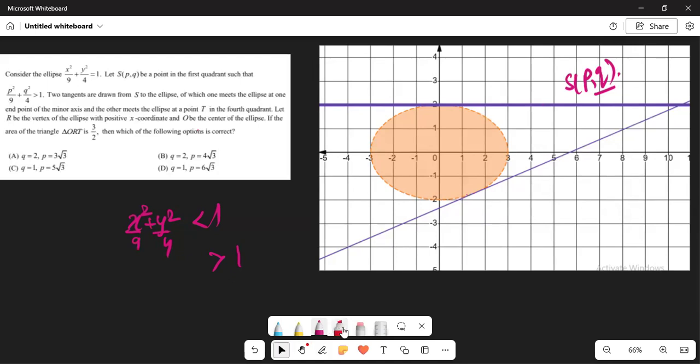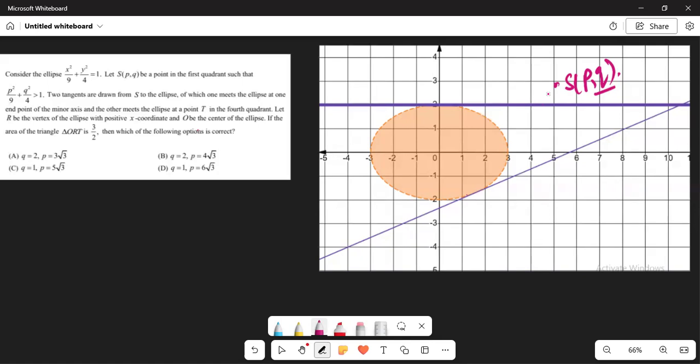So by saying that the point S satisfies p square by 9 plus q square by 4 greater than 1, they make it very clear that the point is lying outside the ellipse, not inside. So it is somewhere here. Now they say that the two tangents are drawn from S to the ellipse, of which one meets the ellipse at one endpoint of the minor axis.